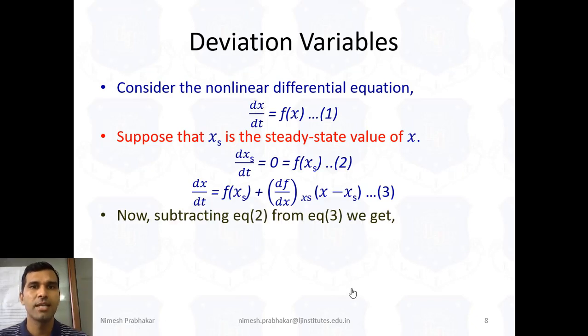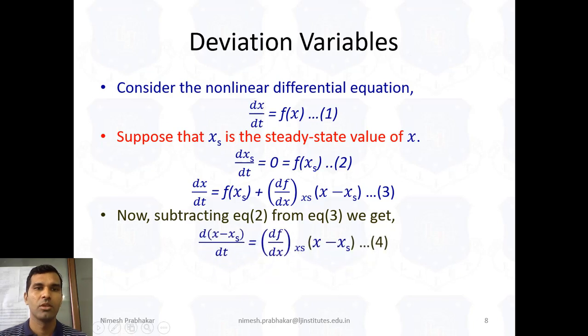Now we subtract equation number 2 from equation number 3. So we can write d(x - xs)/dt = (df/dx at xs)(x - xs). That means the f(xs) terms cancel to 0, and this is the difference between those, so we can write x - xs here.